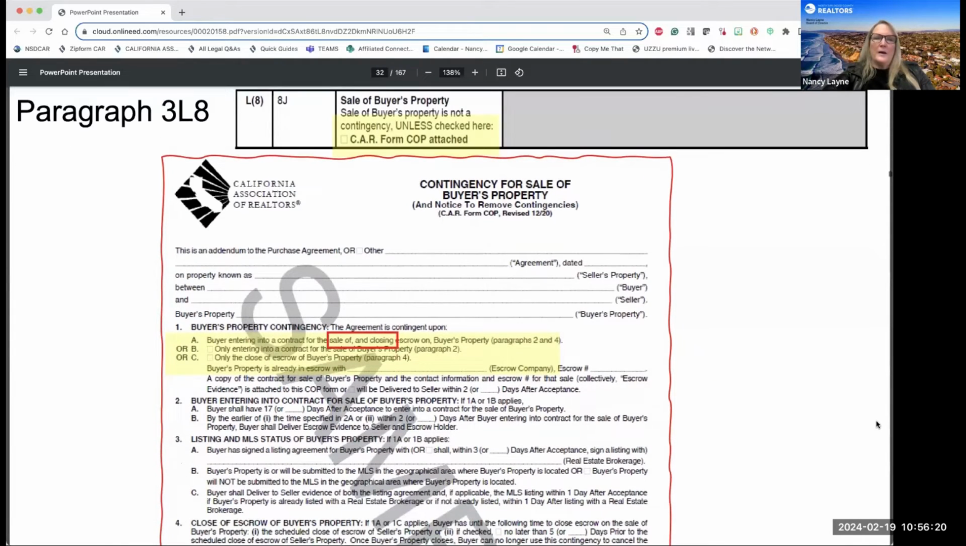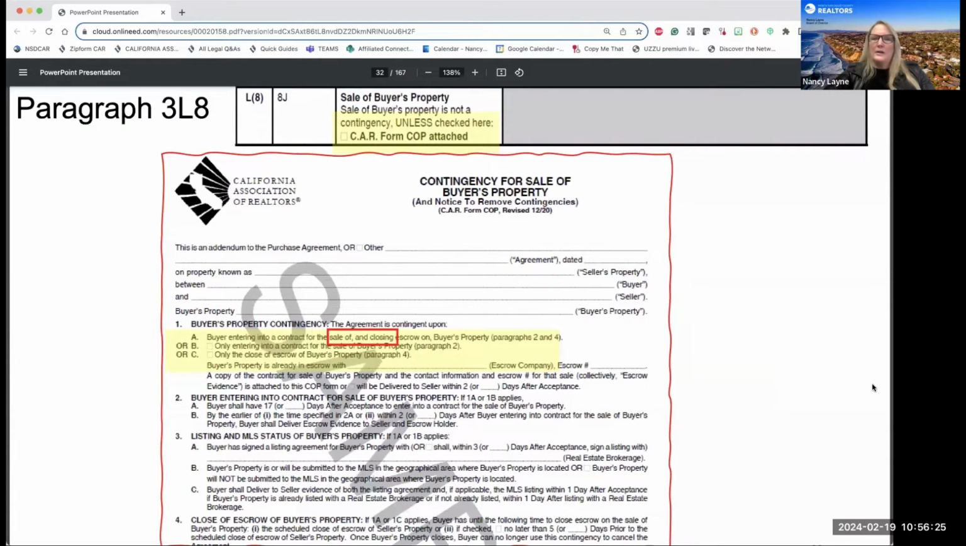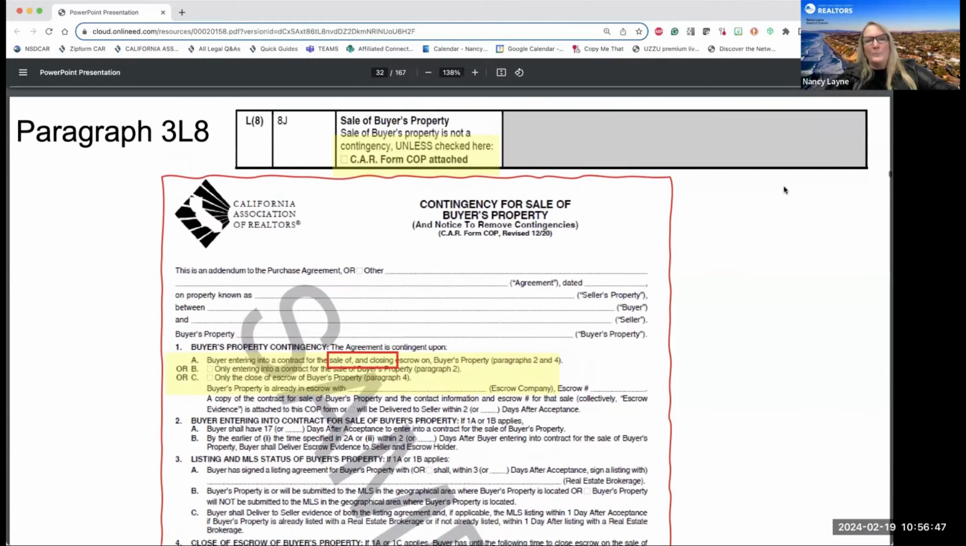The sale of seller's property is also a contingency. If you have the sale of a seller's property added onto this agreement, you want to make sure you have the COP filled out properly. For the sale of and closing escrow on that buyer's property, you want to make sure you check which one. So you either have it for only entering into a contract or the close of escrow on that contract. Most people are going to put close of escrow because we've all seen transactions get a little hinky three-quarters of the way through sometimes. So you don't want to have homeless sellers. They would not be happy with you.